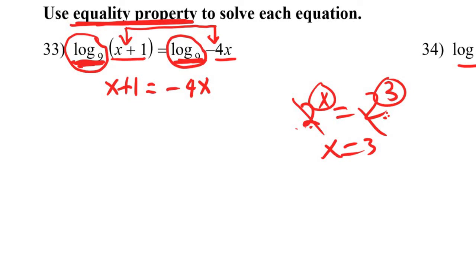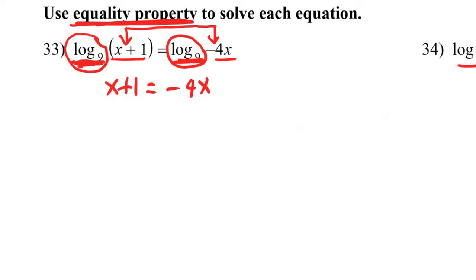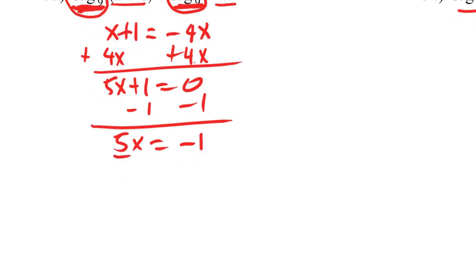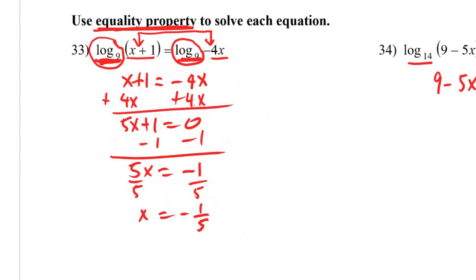So now the input is easy. This is a simple equation that we can just solve. We go ahead and put all the x's on one side, the numbers on the other side. So add 4x to both sides. And then you get 5x plus 1 equals 0. Subtract 1 from both sides. 5x equals negative 1. And then go ahead and divide both sides by 5. x equals negative 1/5. Okay, now negative 1/5.